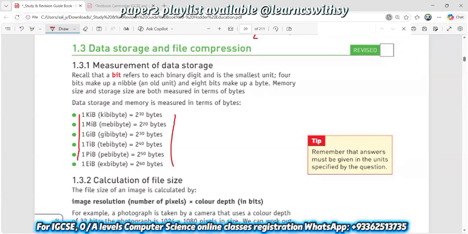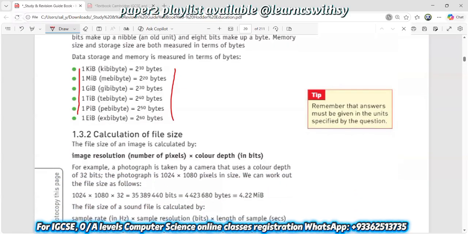Now, moving to the calculation of file size, you need to know the formula. Very simple. First one is the calculation of an image file. The simple formula is the image resolution, that is the number of pixels horizontally and vertically, multiplied by color depth. If they ask you to convert it to maybe kibibyte, a sincere advice: when you are given a question like this, do not go for multiplication at all. Let me show you the working here.